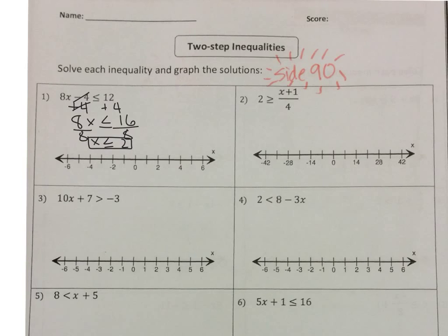So my circle is on the 2. It's filled in because it can be equal to, and it is pointing to the left, just like our inequality is pointing to the left.